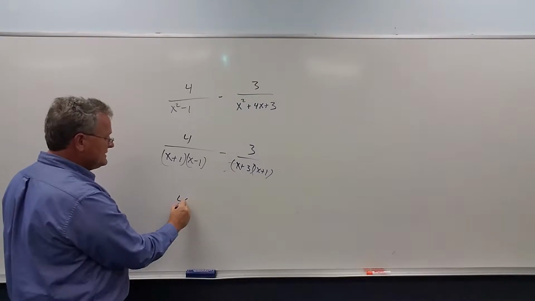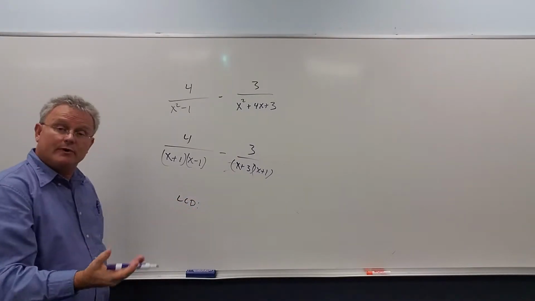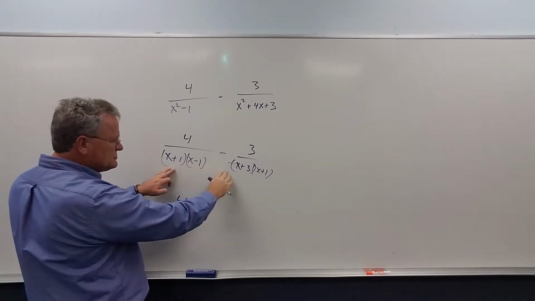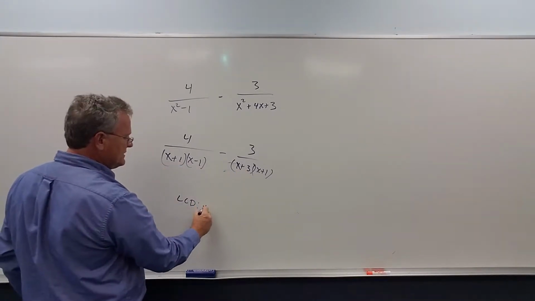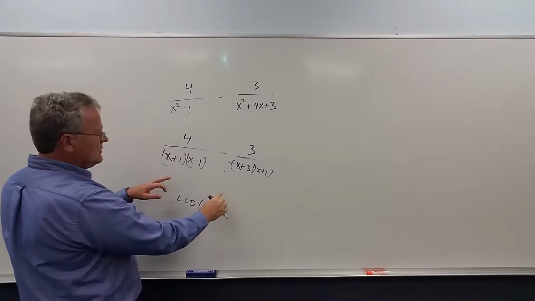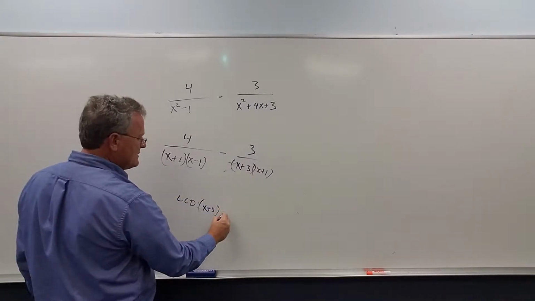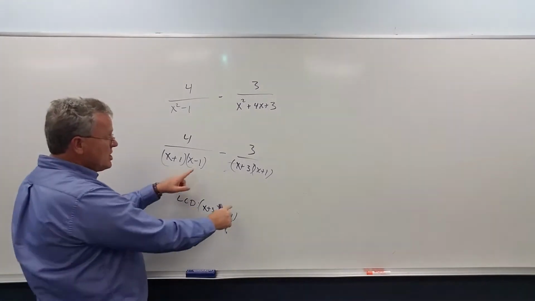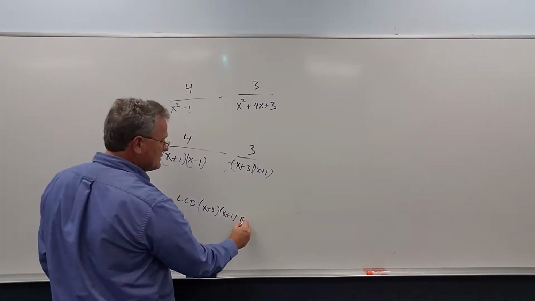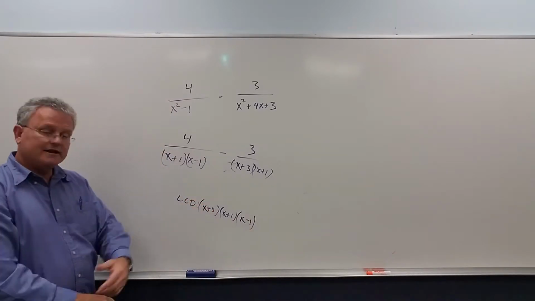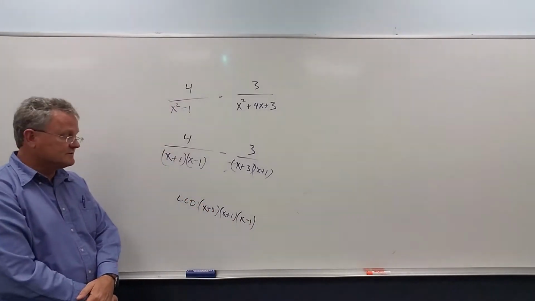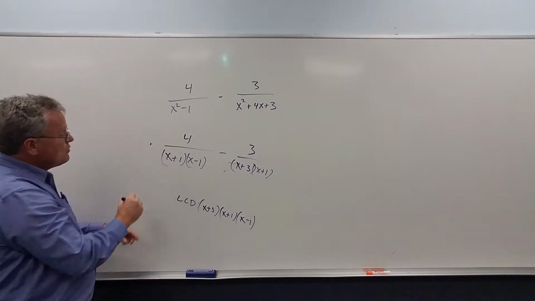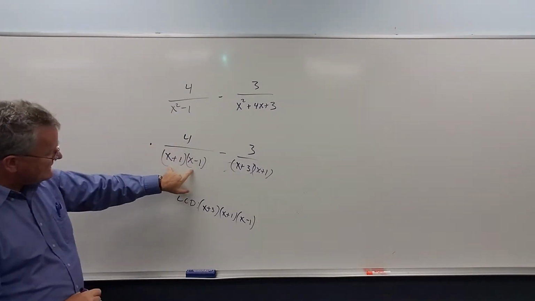Now, what is the least common denominator? Well, we did this in an earlier video. What factors do we see? We see an x plus 3. We see an x plus 1. They have the same exponent, so we just write it down once. We also see an x minus 1. That is our least common denominator. It's that simple.